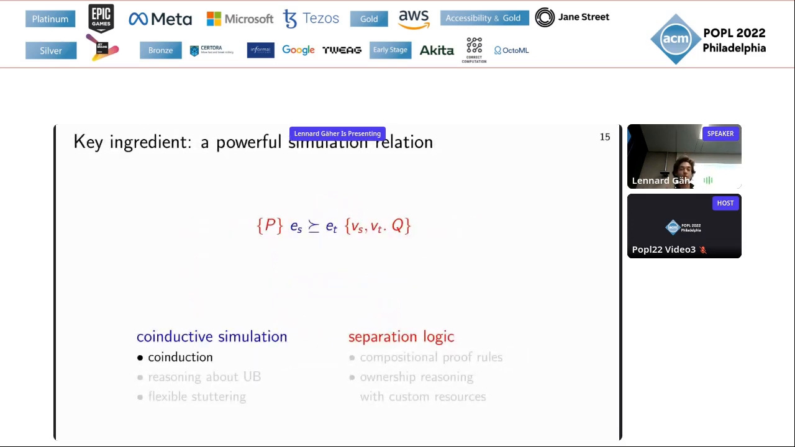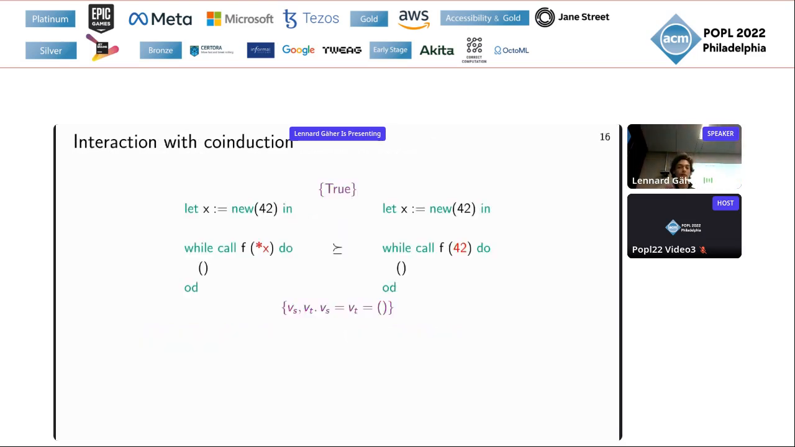Now, let's look at how this integrates with co-inductive reasoning for reasoning about loops. This is a slight modification of the previous example. Instead of just calling f once, we loop until f returns false, and we pass it the value read from x in each iteration. You might imagine that f does some computation on a global variable. And again, we'd like to eliminate the redundant loads from x in each iteration of the loop.